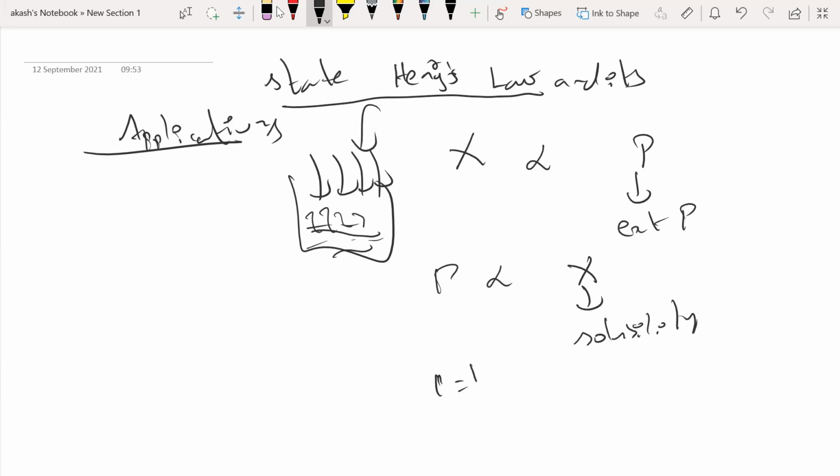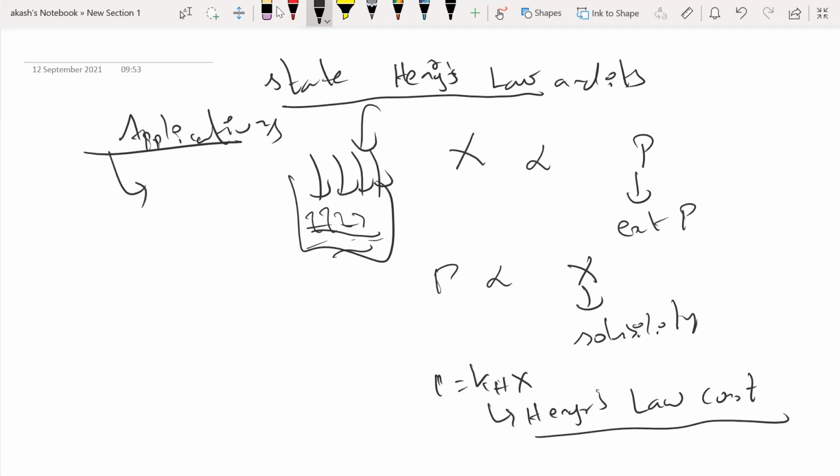And obviously we write P is equal to KH into X. All these things should be there in the answer which you're going to write. Okay. And this KH is what is called Henry's constant or Henry's law constant. Right. This we know. Fine. What are the applications? What are the applications of Henry's law? Three applications are there, I think. Right. What are the three applications of Henry's law?